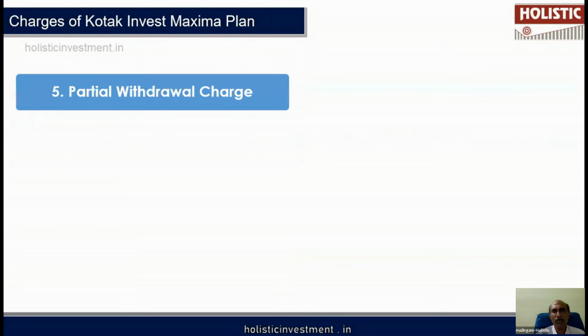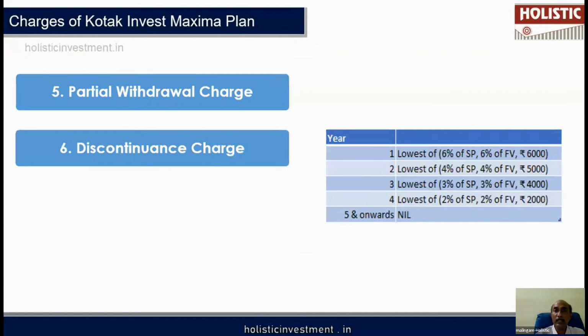Another unique charge, which I would consider as not admissible or not justifiable, is partial withdrawal. It is your own money which is there in the ULIP policy. When you withdraw partially, they will charge you. There is an exit load. Again, this is not a justifiable charge. Then discontinuance charges. If you want to discontinue the policy before 5 years, again there will be charges between 2% to 6%. This is definitely a very high charge. Correct. Now, this kind of discontinuance charge is not there in mutual funds.